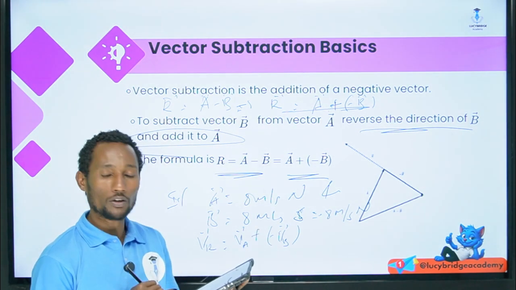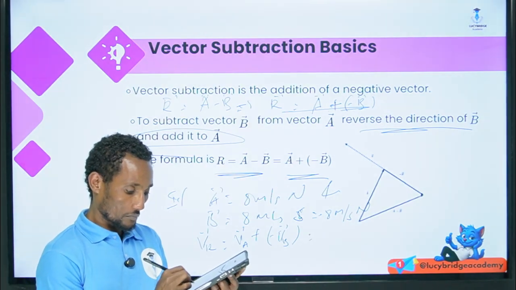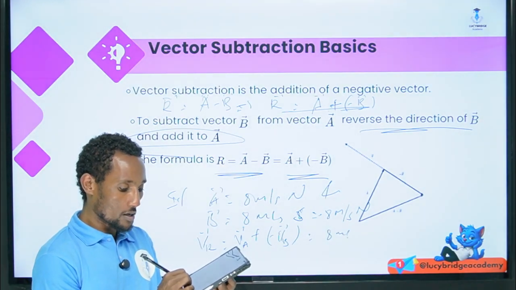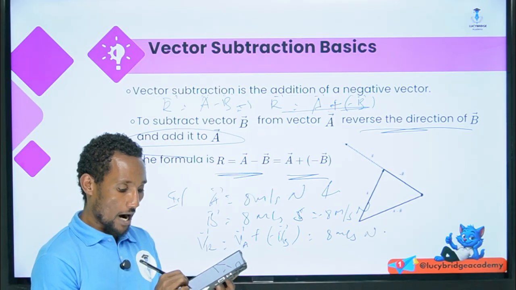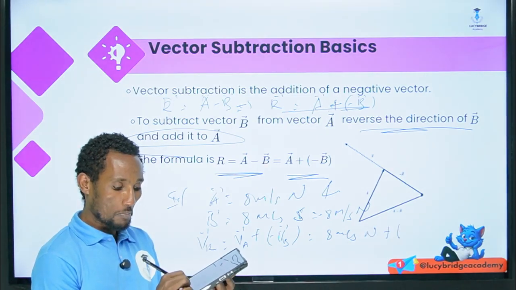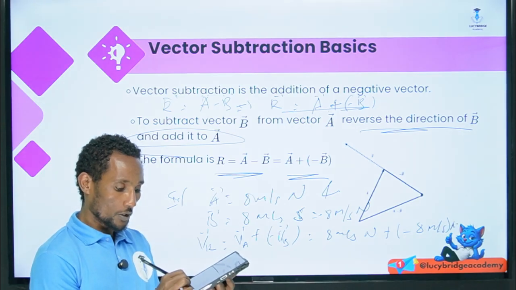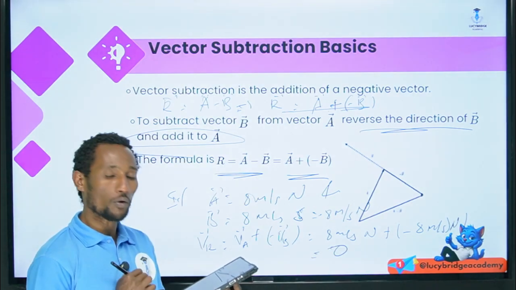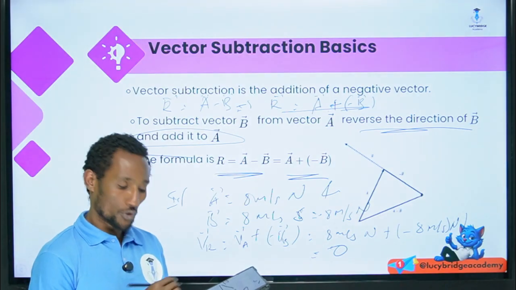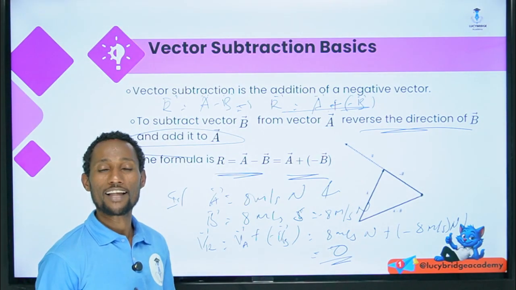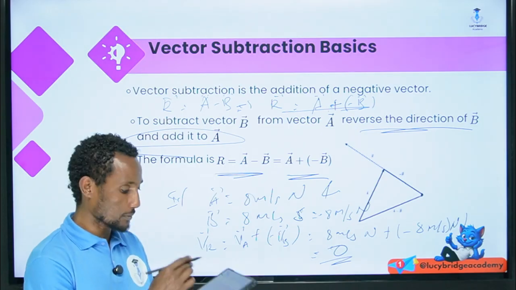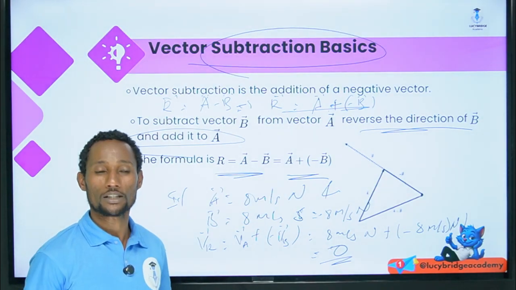Minus the resultant velocity of B. So by having this, 8 meters per second to north plus minus 8 meters per second to north, what is the result? It is 0. In such a way, you can find how you can subtract vectors.